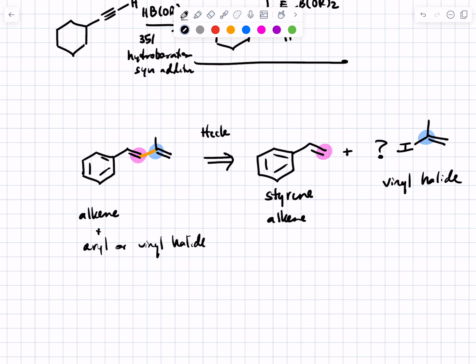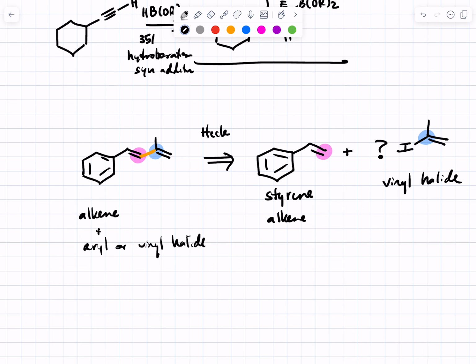Generally, these reactions work better for iodides than bromides because the carbon-iodide bond is weaker than the carbon-bromide bond. They generally work better for bromides than chlorides because the carbon-bromide bond is weaker than the carbon-chlorine bond. Okay, questions there? Yeah?